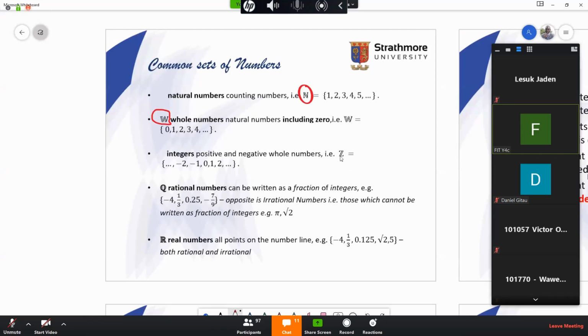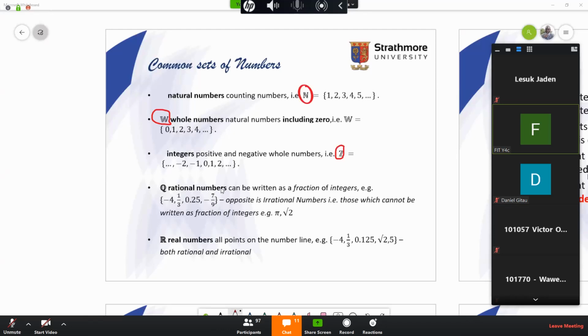The set of all integers is usually written like this, with a Z. Anytime you see us writing a double Z, we mean the set of all integers. What are integers? Positive and negative whole numbers. They have a sign.